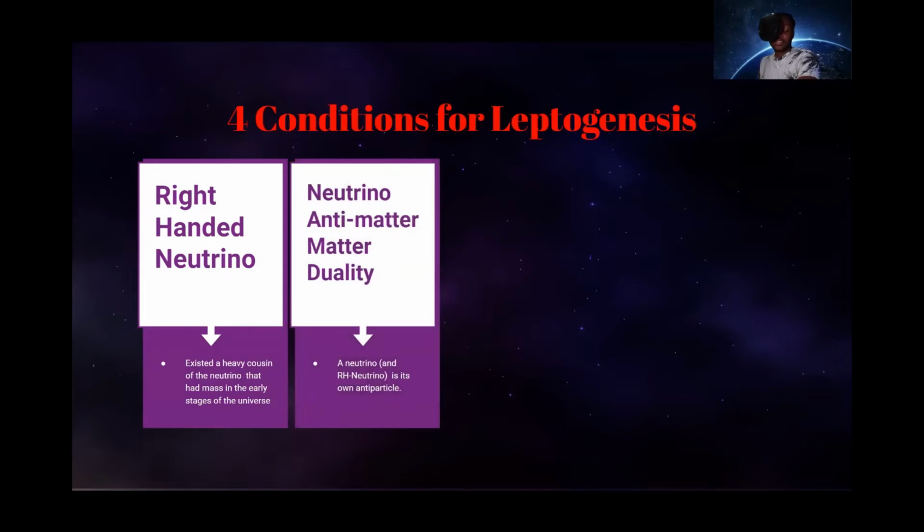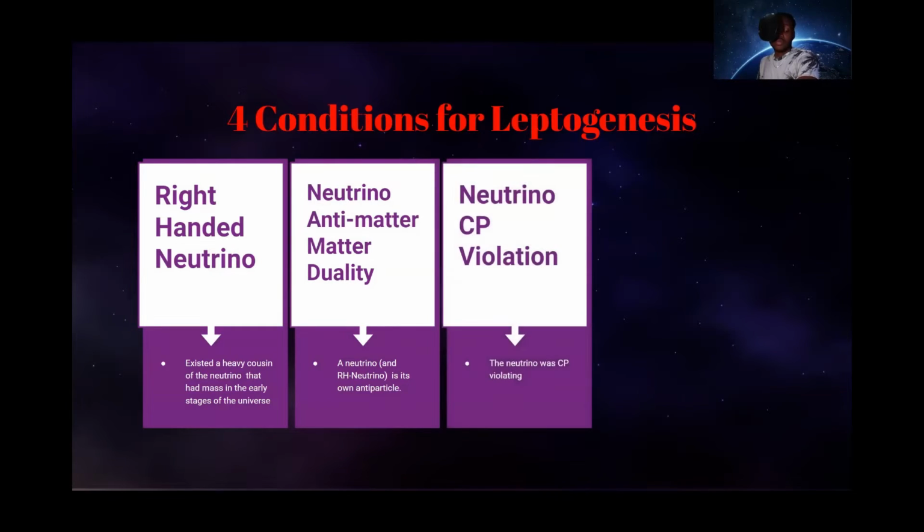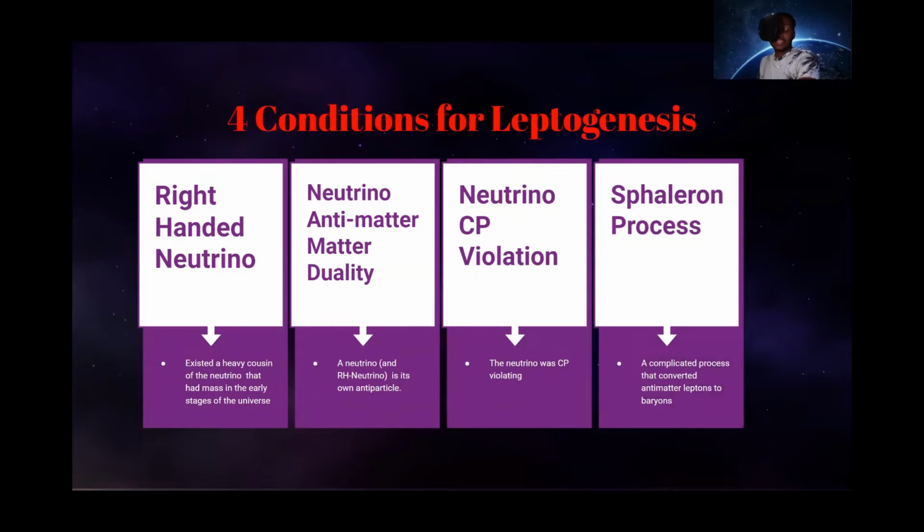Secondly, a particle can be a neutrino and antineutrino at the same time. Thirdly, there was neutrino CP violation. And finally, back in this early stage of the universe, there was a process known as the Sphaleron process that converts leptons to baryons.